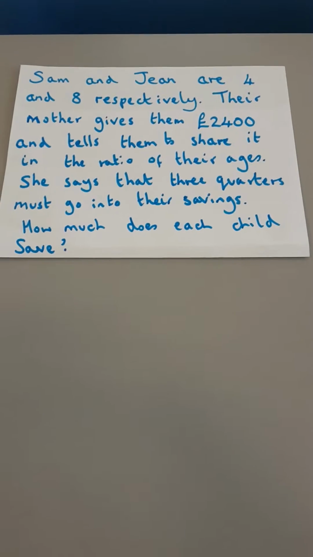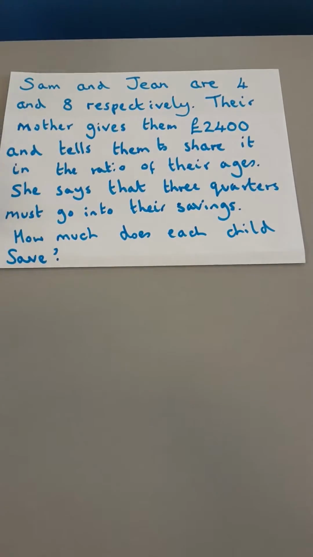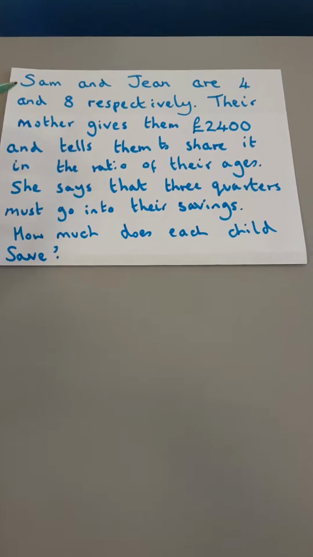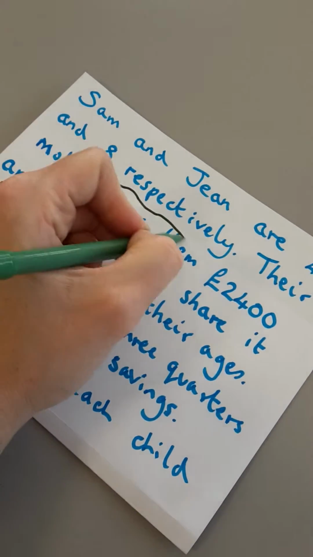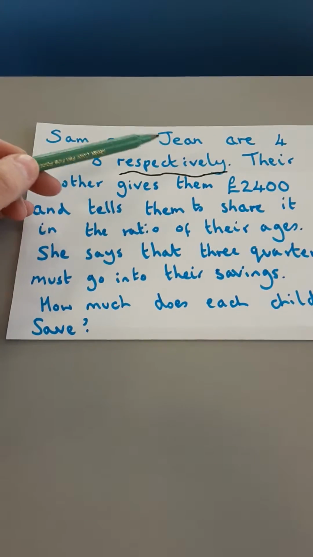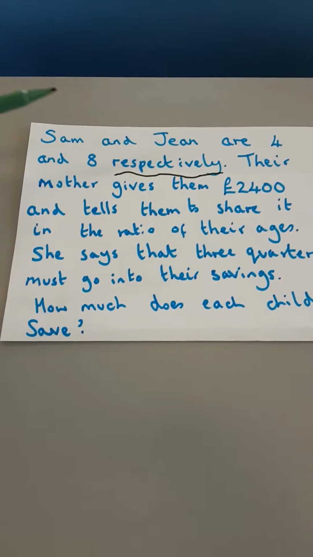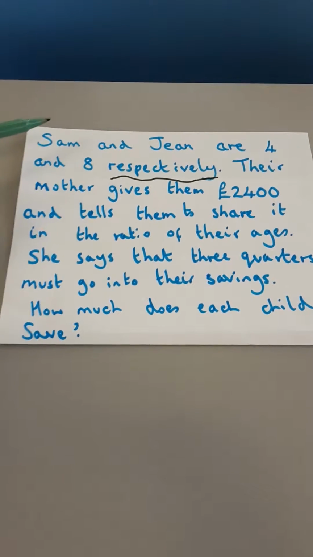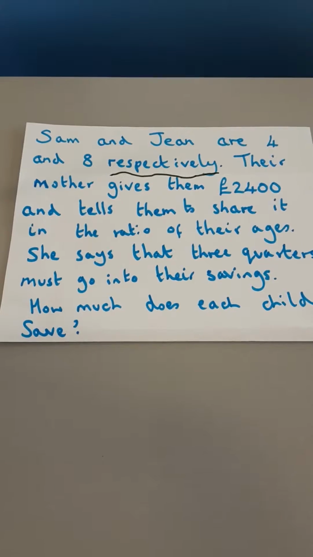First, what I'm going to do is pick out some language that you probably haven't seen before. Sam and Jean are 4 and 8 respectively. The word respectively means in the same order as was mentioned before. For example here, Sam is mentioned and then Jean, so that means 4 and 8 are said in the same order, and that's what respectively means. So 4 is Sam because he was mentioned first, and 8 is Jean because she was mentioned second.